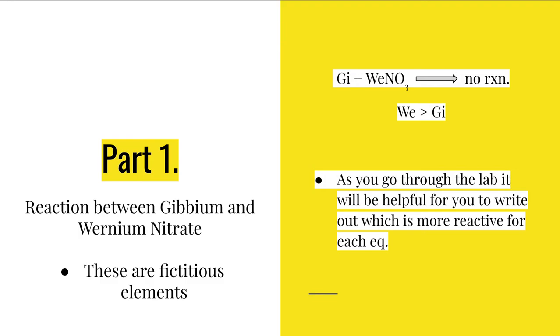So for part 1, we're going to go over the reaction between gibbsum and wernium nitrate. So I made that into a little bit of a single displacement reaction on your right side. And we can see, as you will see in Alyssa's video, that no reaction occurred here. So that means that gibbsum could not kick out wernium in this reaction. So wernium is more reactive than gibbsum. And I want you guys to understand that as you go through the lab, for every reaction that you go to, please write out which fictitious element, in this case, is more reactive than the other.